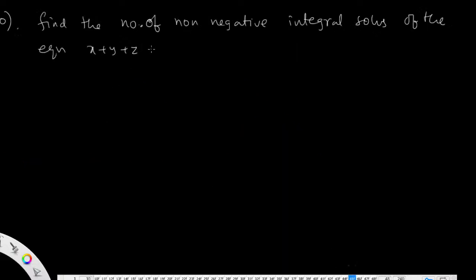Question number 8, 10. Find the non-negative integral solutions of the equation x plus y plus z equal to 10 is dash. Options are 10C2, 12C2, 11C2, 9C2.